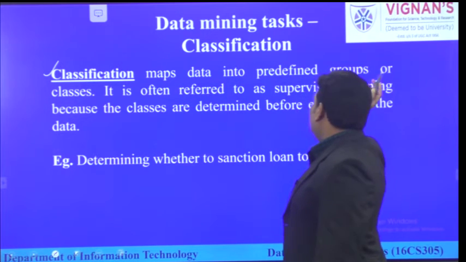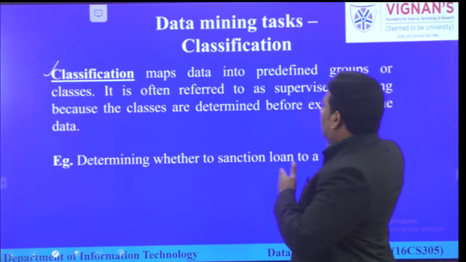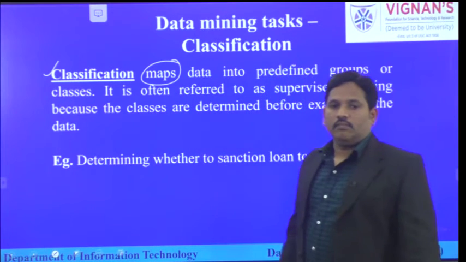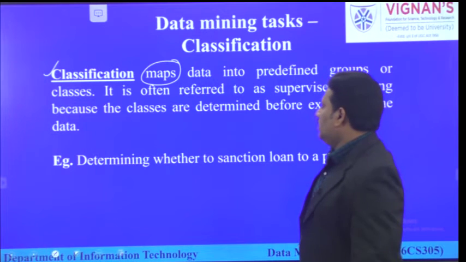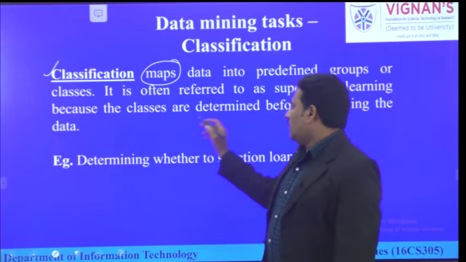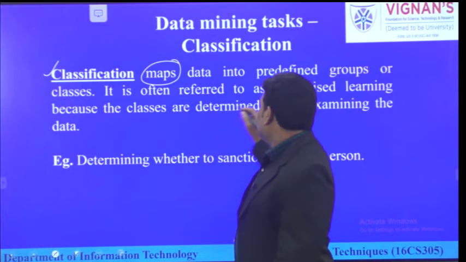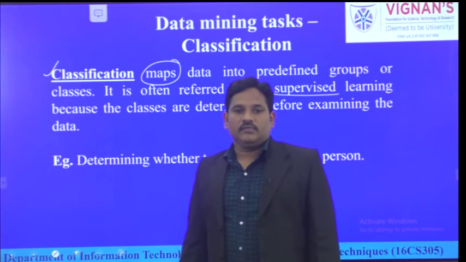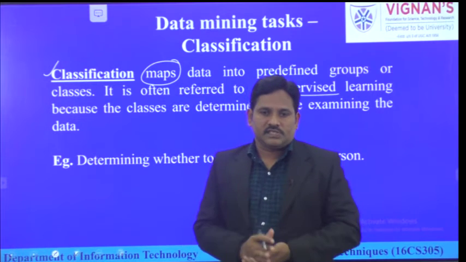Classification maps data into predefined groups of classes. That means, look at here. Here we are going to apply a function called map approach, data into predefined groups of classes. It is often referred to as supervised learning because the classes are determined before examining the data. Here we use a word called supervised learning. Now what is supervised learning? Here we are applying our input to the known output itself.